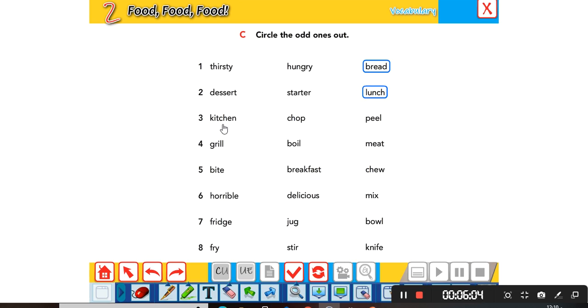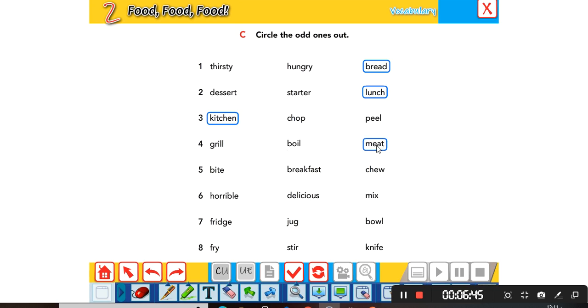Number 3, kitchen, chop, and peel. Which one is the odd one, do you think? To chop or to peel are two verbs that you use with vegetables. To peel means to remove the skin of the fruit or vegetable, and to chop means to cut them. While kitchen is a noun, it's not a verb, so it's the odd one. Number 4, grill, boil, meat. Grill is to cook food over the grill. Boil is to put water and make it heated until it's boiling. So both are verbs. While meat is not a verb, it's a noun. That's why it's the odd one.